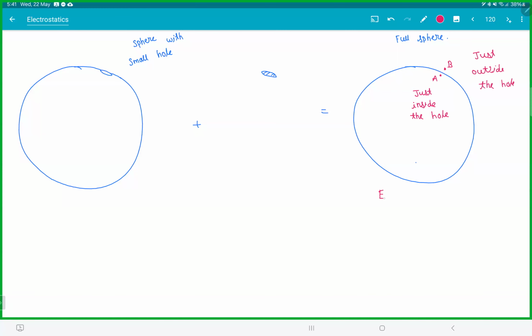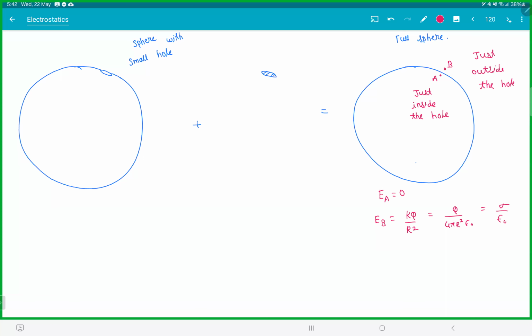Now we know the field inside the cavity, EA, is 0. The field outside is KQ by R square. This can be written as Q by 4 pi R square epsilon. Charge by area is sigma by epsilon.